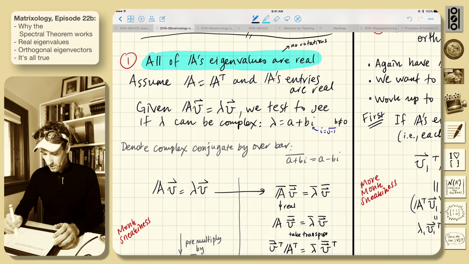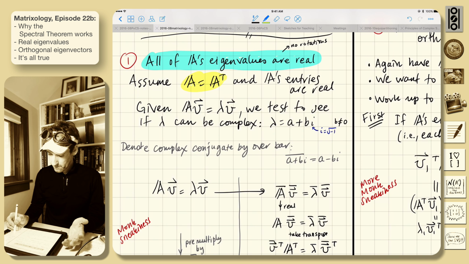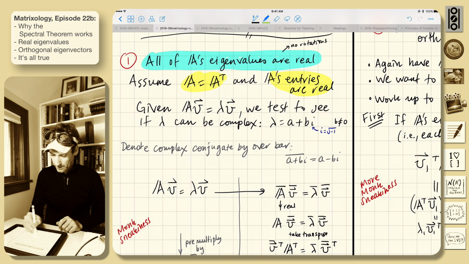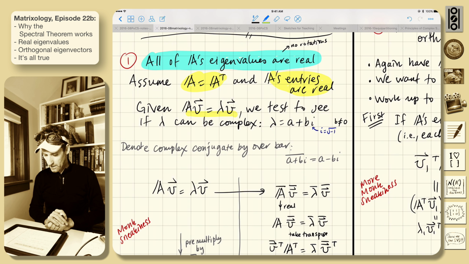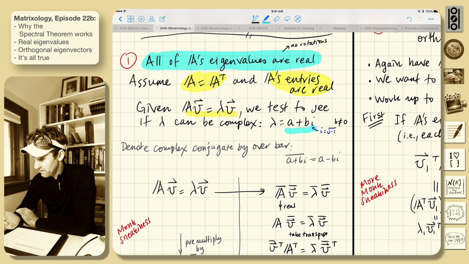Okay, so we assume we have these two facts about our matrix: it's symmetric, and the entries are real. Let's take an example eigenvector, eigenvalue situation, and we're going to test to see if it can be complex. So this is a little bit outside of our box, but that's okay. A complex number is a real number plus a real number times the square root of -1, which we write as i. And we're interested to see if this is a b not equal 0 case.